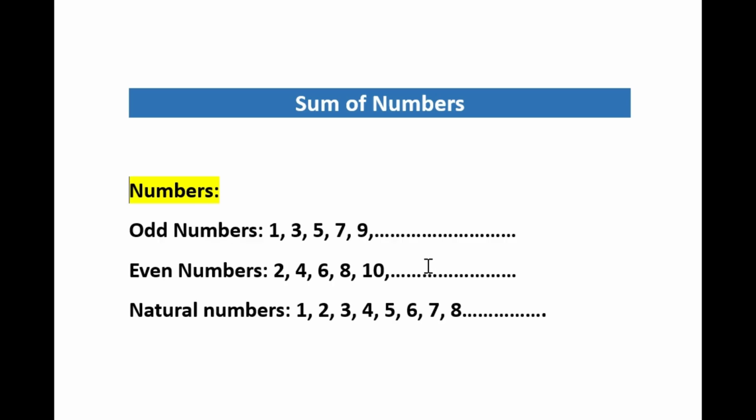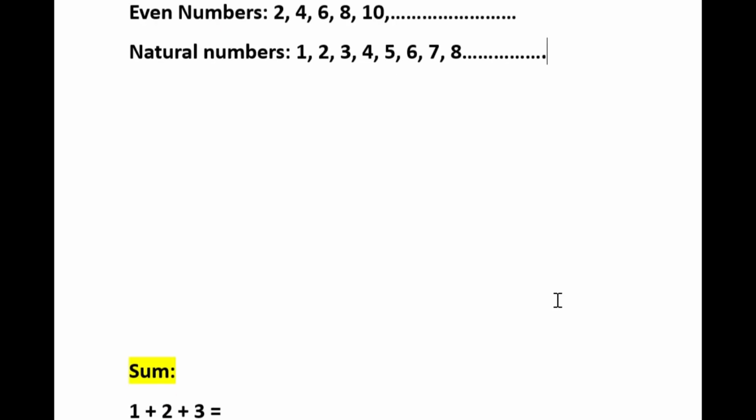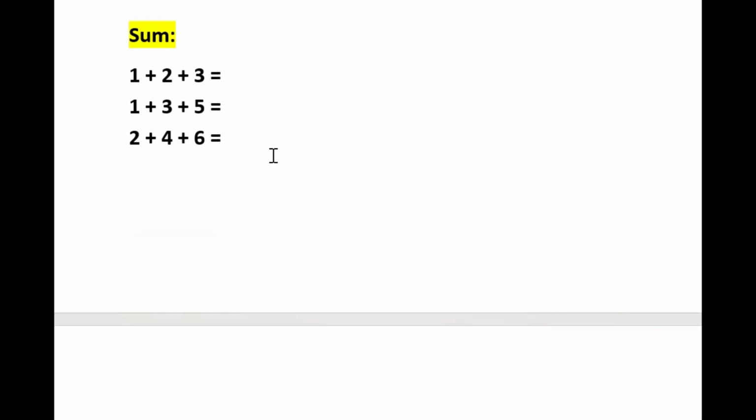So we know about these numbers, but now let's look at the sum of these, how to do the sum of these numbers. Basically, sum is very simple. If you take some examples here, it's very simple, right? On the screen you see 1 plus 2 plus 3. So we are adding the first three natural numbers. It's simple: 1 plus 2 is 3, 3 plus 3 is 6.